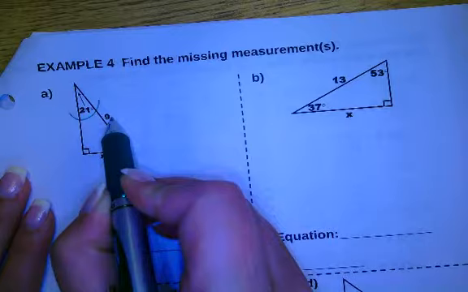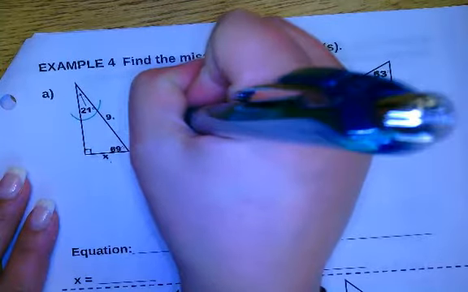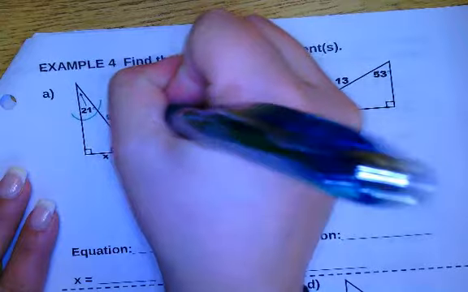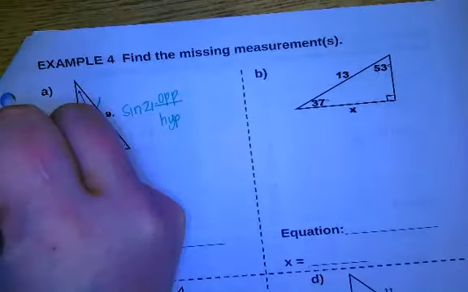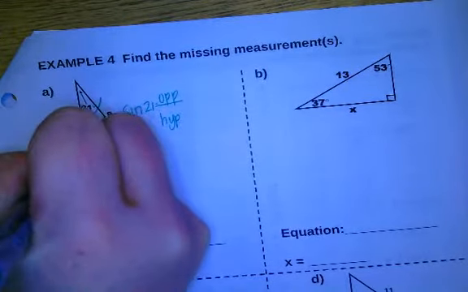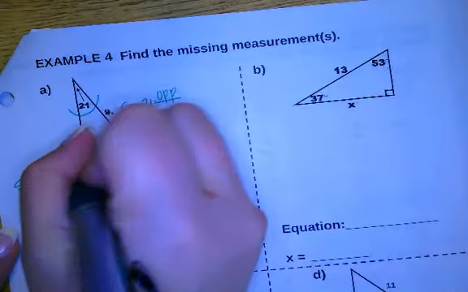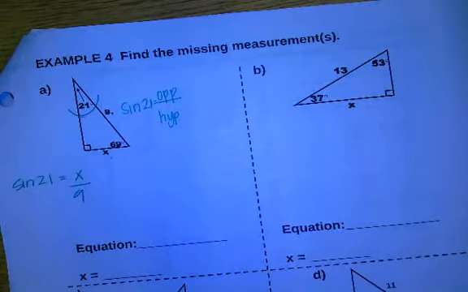Okay, do we see that? We have opposite and hypotenuse. So if we have the opposite and the hypotenuse, which function should we be using? Sine. So we have sine of 21, right? Because our angle is no longer A and B, we actually have a degree there. Okay? So if I have sine of 21 equals, what is the opposite? X. What is the hypotenuse? 9. So how can I go about solving for X?